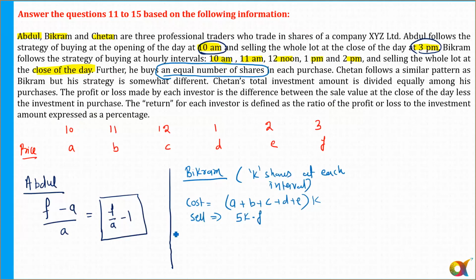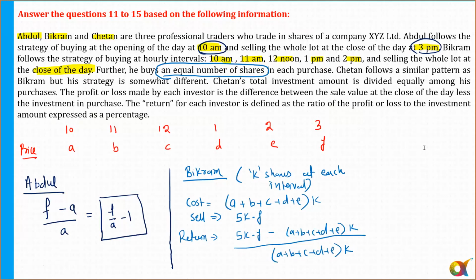So what is the return? Return is equal to selling price upon cost price, minus 1. So the return for Vikram comes out to be 5K into F, the selling price, upon cost price, minus 1. The cost price is A plus B plus C plus D plus E into K.